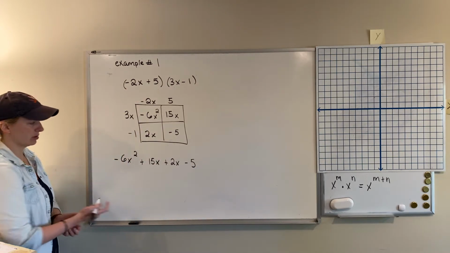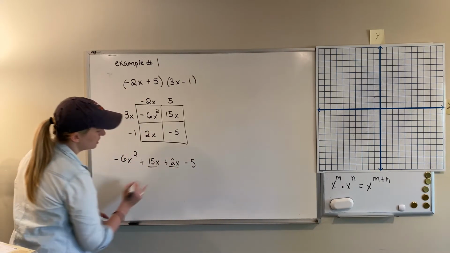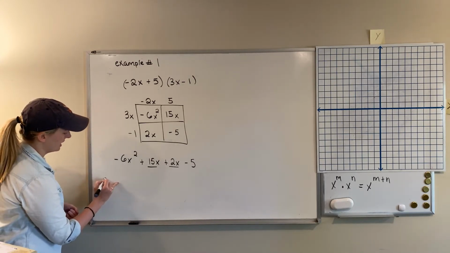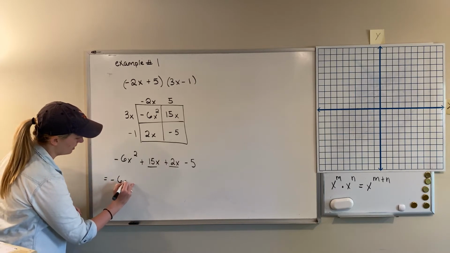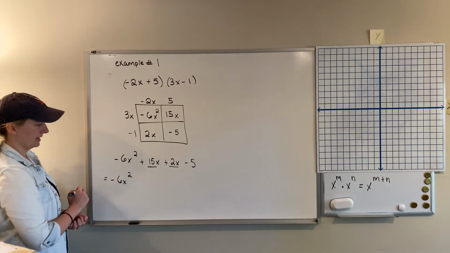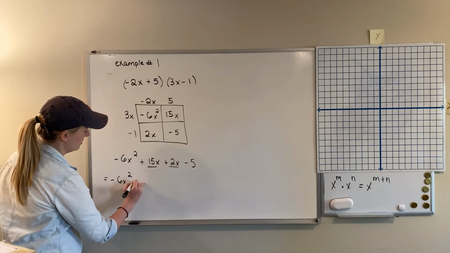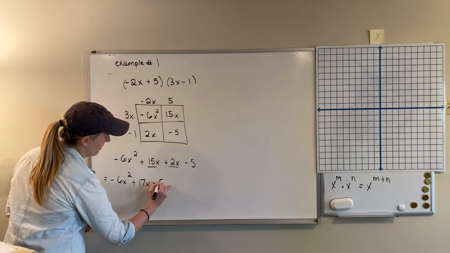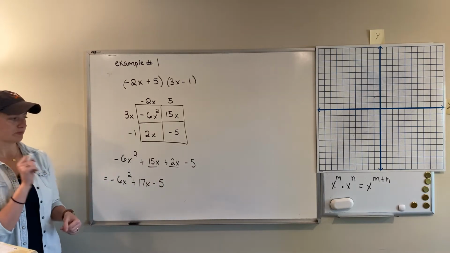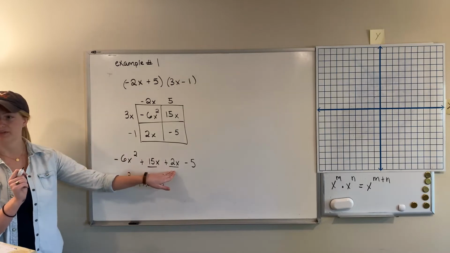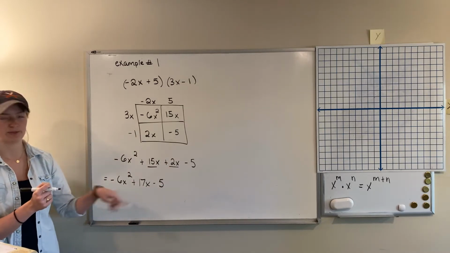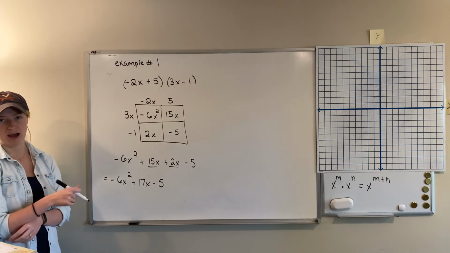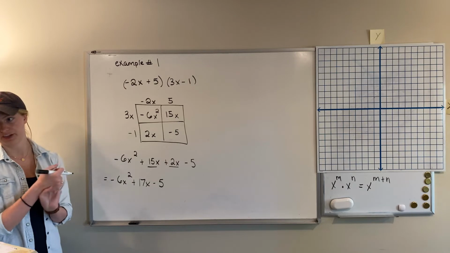Now I'm going to look for my like terms. I have a 15x and a 2x. They're like terms, same variable being raised to the same exponent. So I'm going to string it all together. Just rewrite your negative 6x squared. It doesn't have a buddy, so it's not being added to anything. 15 plus 2 is 17x minus 5. That's my final answer. Now notice, when I added 15x and 2x, I did nothing to my exponent. Your exponent rules only matter when multiplying, not when adding. When adding, you just add your coefficients.